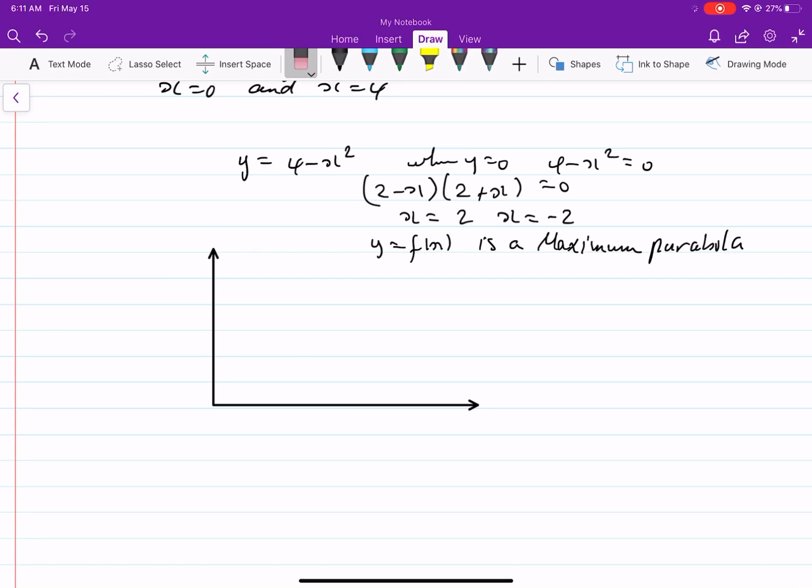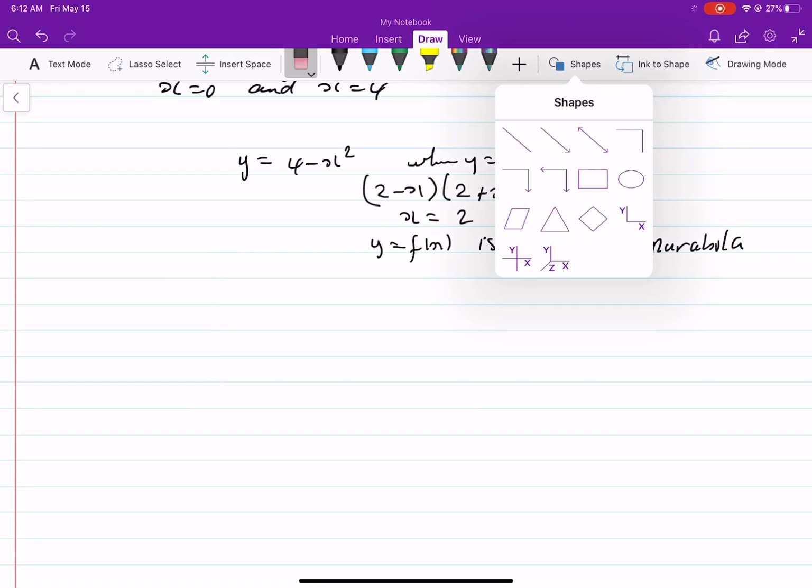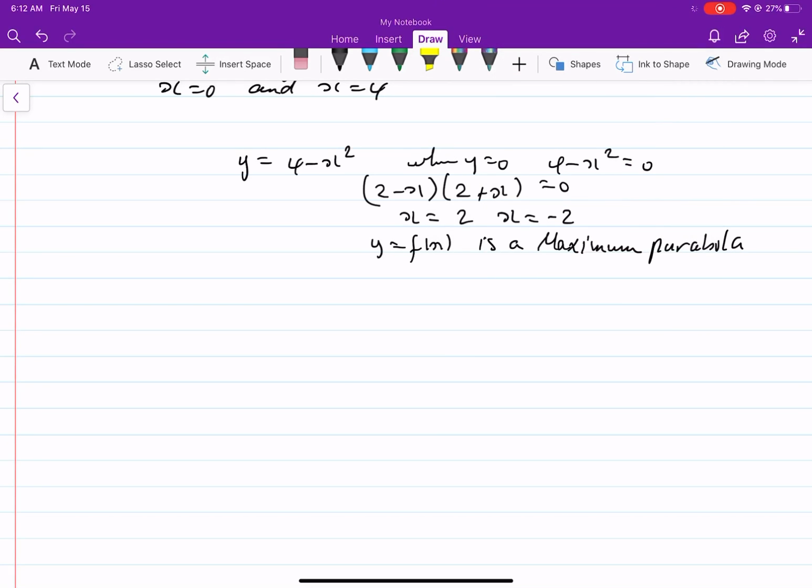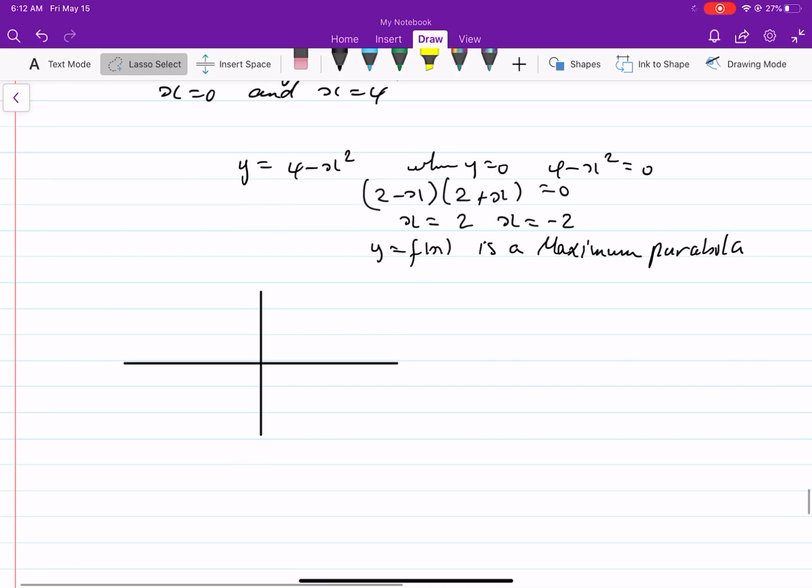Let me get rid of this. Wrong set of axes. I need these. There. Alright, I don't need an elaborate curve here. Okay, so this is going to cut at 2 and minus 2. So let's say minus 2 is somewhere over here and 2 is over there. A maximum parabola is going to do that.